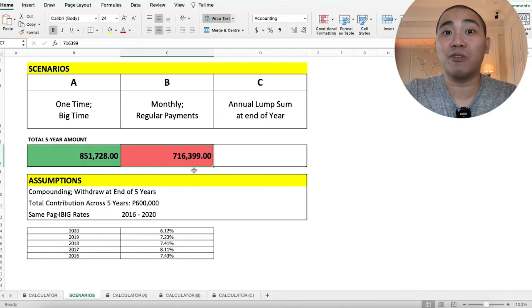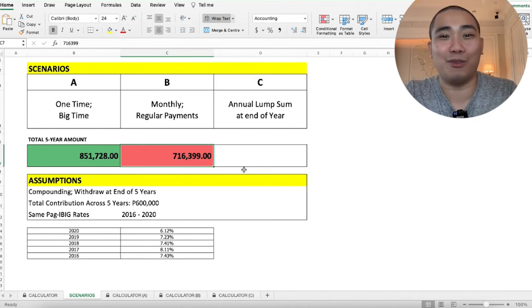So, it's still much better than putting it in the bank or putting it into maybe even some bonds kasi si MP2 is returning quite a good return, especially in the last 5 years. So, it's still good, just not the best way to do it.